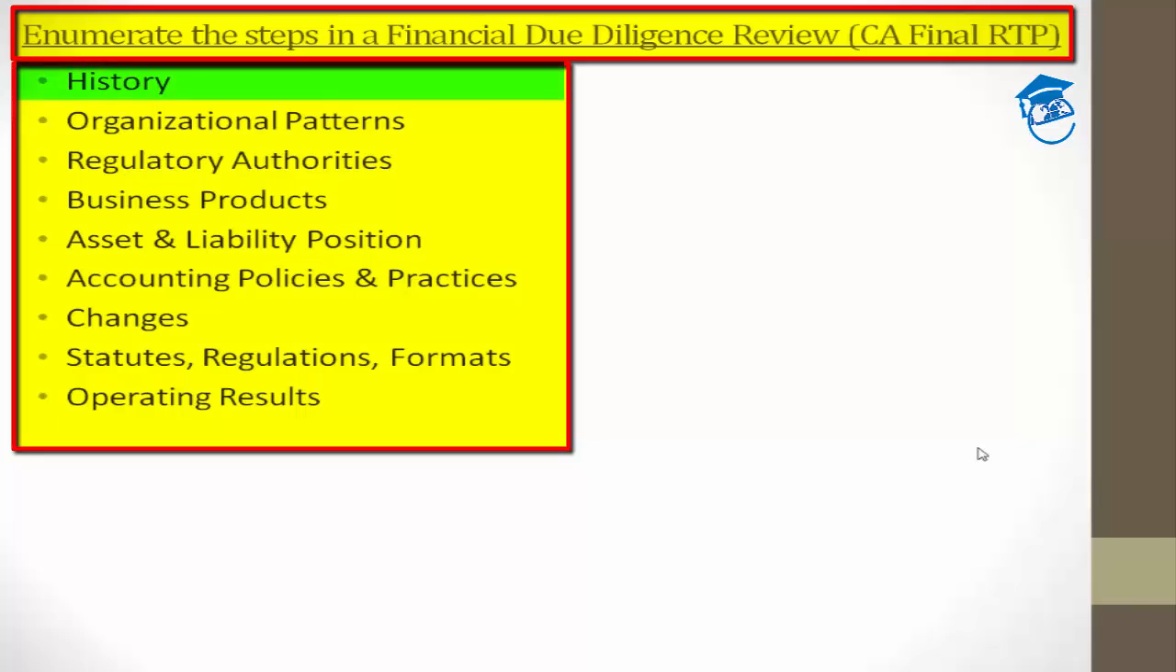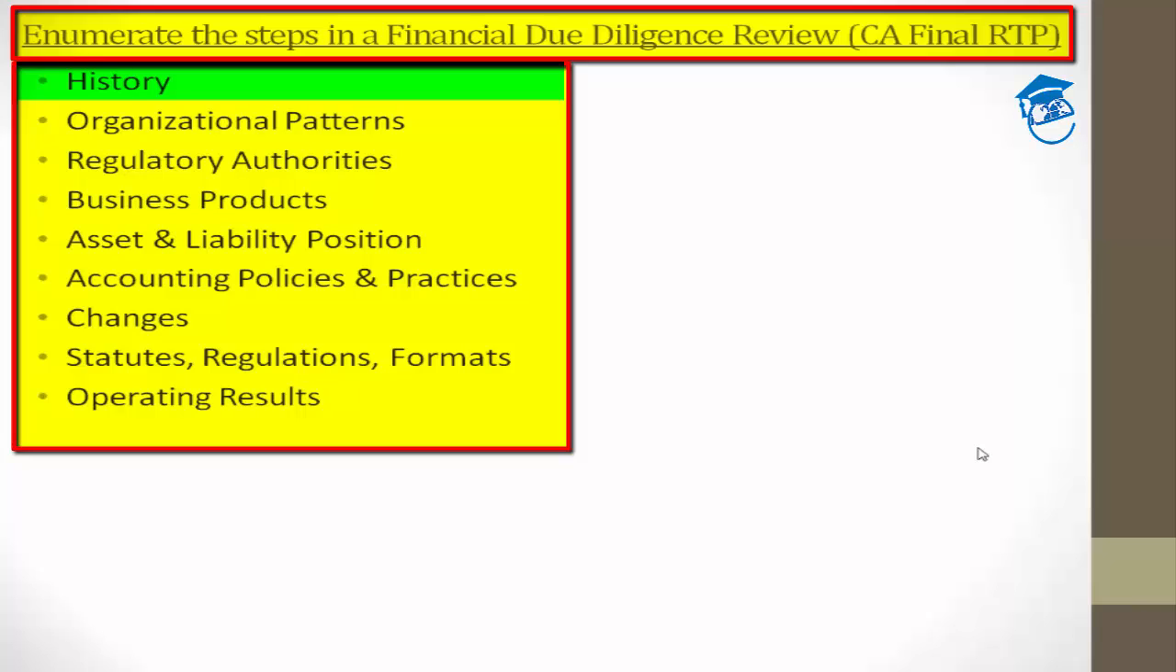Number one comes into history. You need to look into the history of the company and the background of their promoters, because this is extremely important and the first and foremost priority for any organization. You need to understand the history of the business and the background that the promoters have in that company.